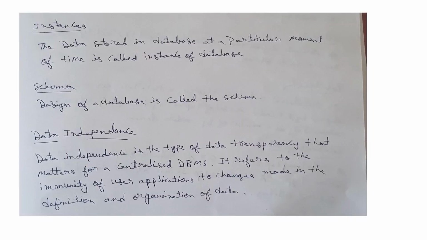Let's discuss definitions like instance, schema, and data independence. So let's discuss the instance. The data stored in a database at a particular moment of time is called an instance of the database, whereas the schema, the design of the database, is called the schema. Coming to data independence, it is the type of data transparency that matters for centralized DBMS. It refers to the immunity of user applications to changes made in the definition and organization of data. This is called data independence.